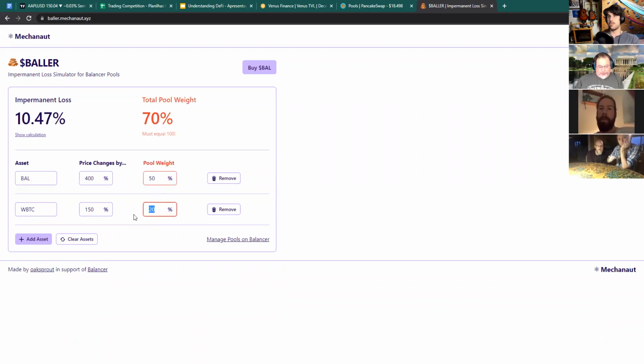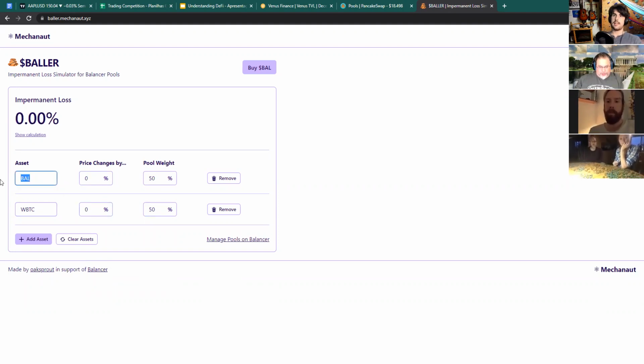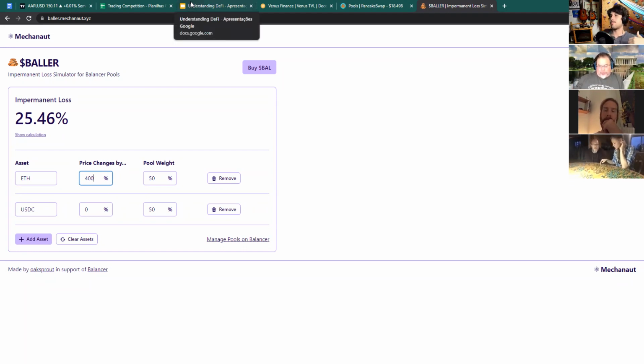So how do you use that? Well, for the usual liquidity pools, you just put 50-50 for the pool weight, right? And here you see, let's say the liquidity pool is Ethereum, USDC. So USDC stays the same price, right? It's a stablecoin. Now let's say Ethereum goes up by 400%. Your impermanent loss is about 25%, right? And this is the way to track it manually, to check the difference in prices from the point that you started. So you can take a note on a piece of paper or in a Google document or maybe in an Excel spreadsheet, and you can track it via here.